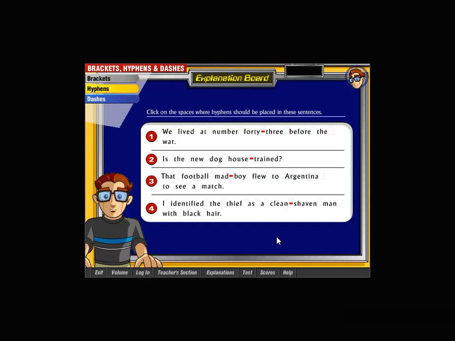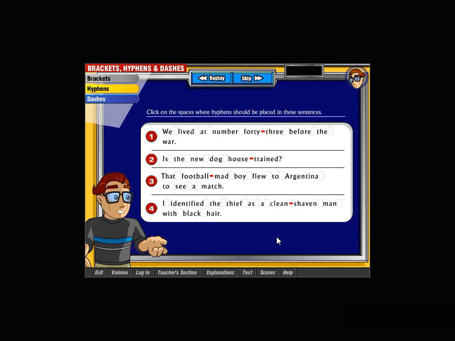No, I'm afraid you haven't quite got that right. Hyphens join ideas to make them into compound words. Numbers such as 43 need hyphens, or they represent two separate numbers, 40 and 3.